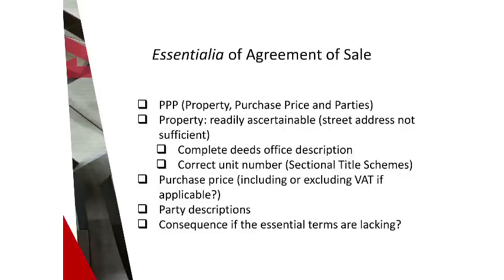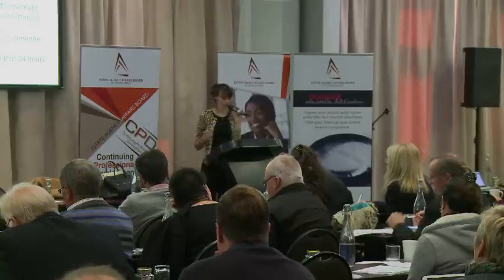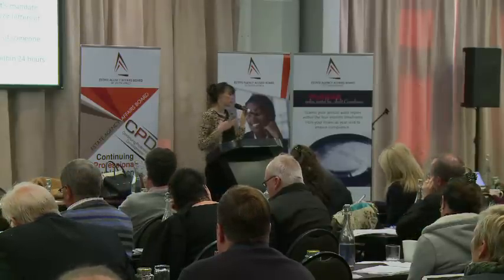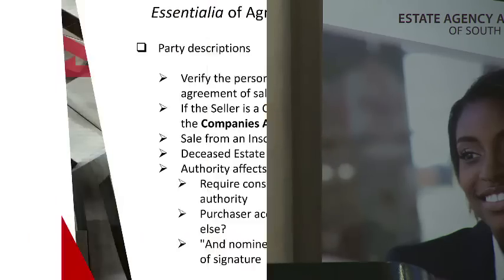Okay, so party descriptions is important. Accuracy is important because mistakes can, in fact, affect the authority to enter into that agreement. So when it comes to a natural person, obviously full name, identity number. When it's a juristic person, full name, registration number. And it's important to verify who buys the property and also if he is, in fact, authorized to enter into that agreement of sale. So, for example, when you have a company and there's a director who's acquiring property on behalf of a company, does that director have the necessary resolution in place, authorizing him to enter into this agreement on behalf of the company?